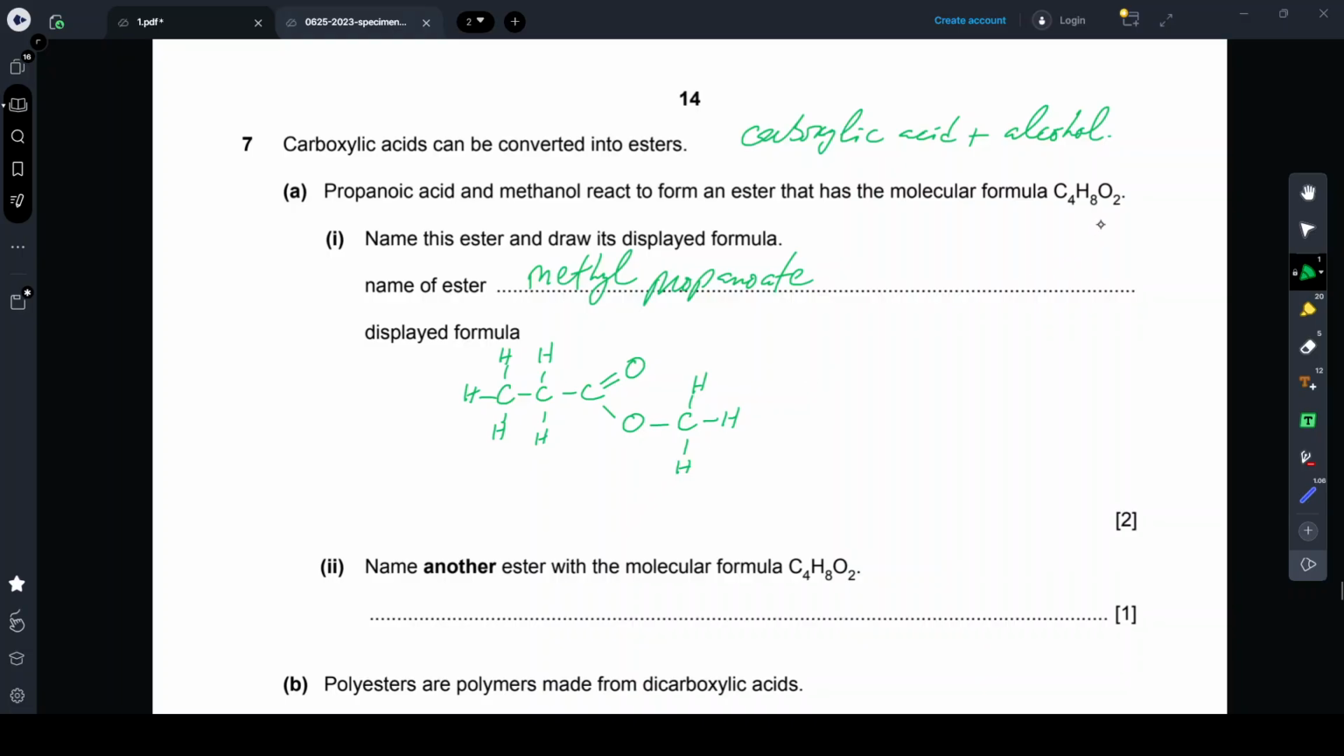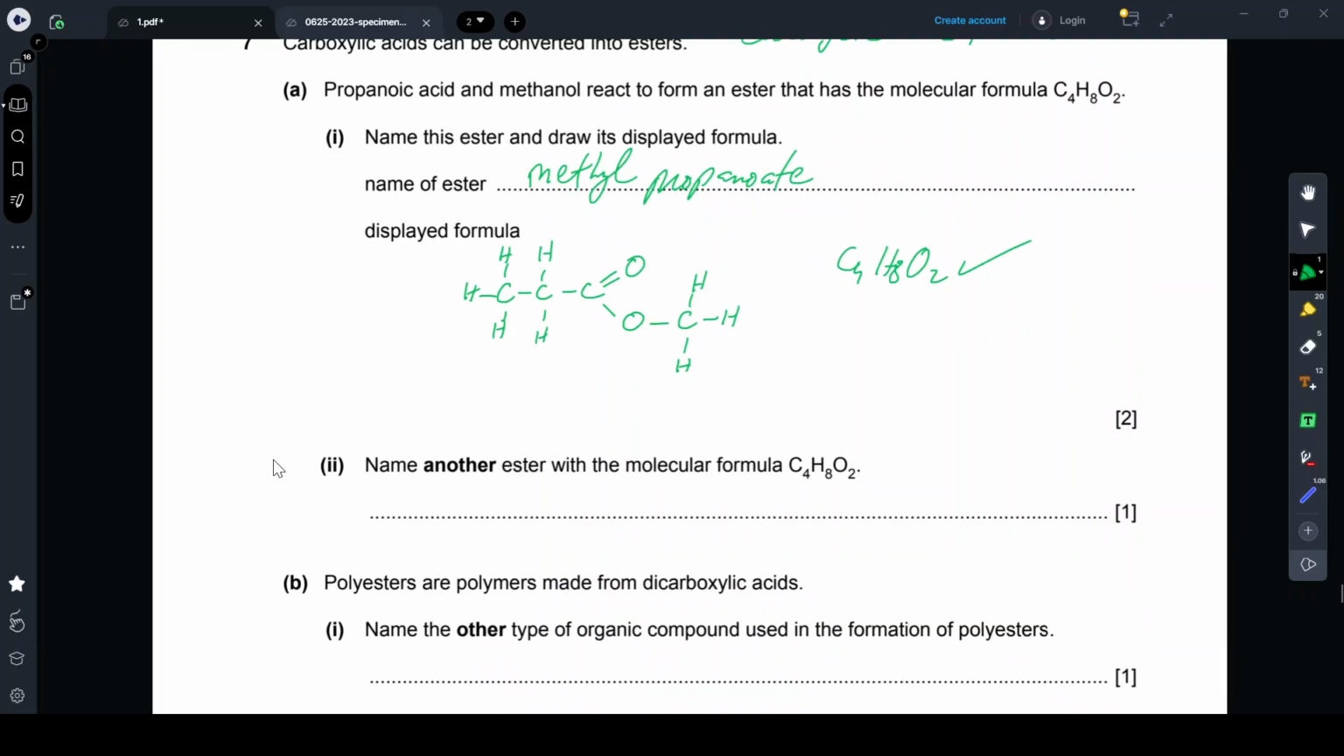Right, and so as I see, you got two oxygens, you got four carbons, and 1, 2, 3, 4, 5, 6, 7, 8 hydrogens. So that is C4H8O2. Remember that while naming it, you put the alcohol first. While drawing it, you put the carboxylic acid first. Name another ester with the molecular formula C4H8O2.